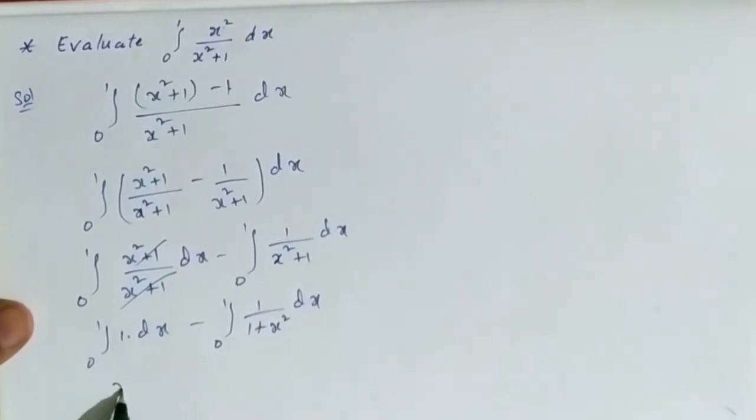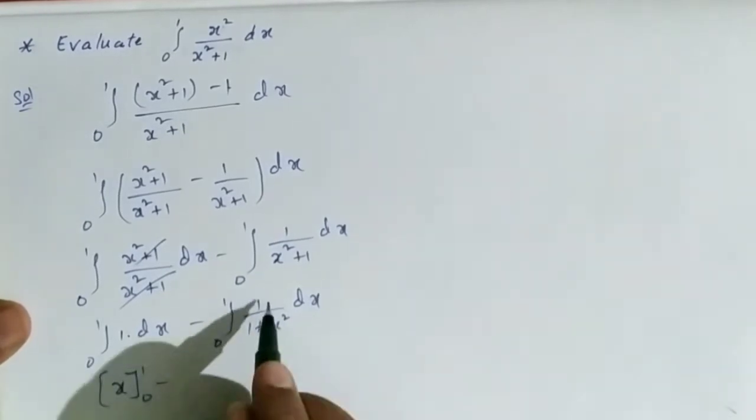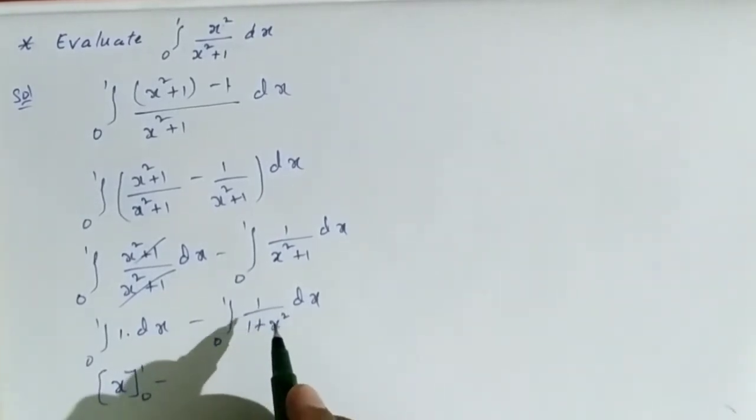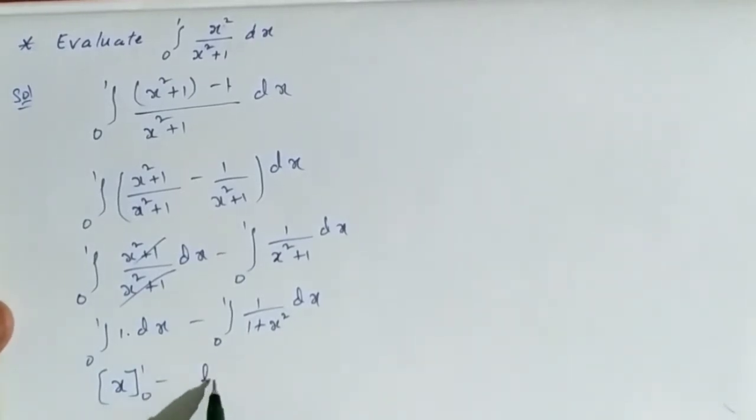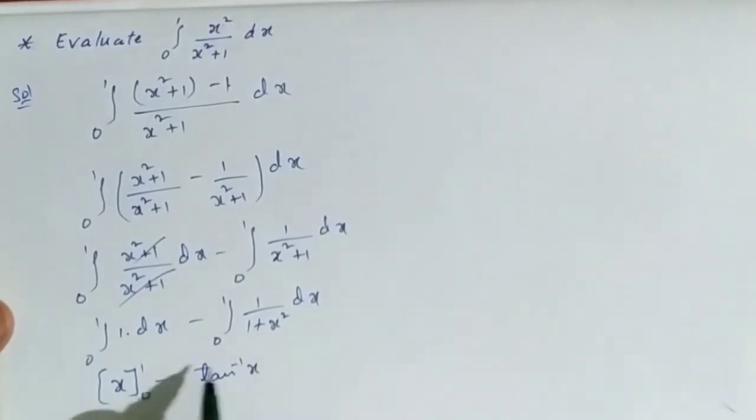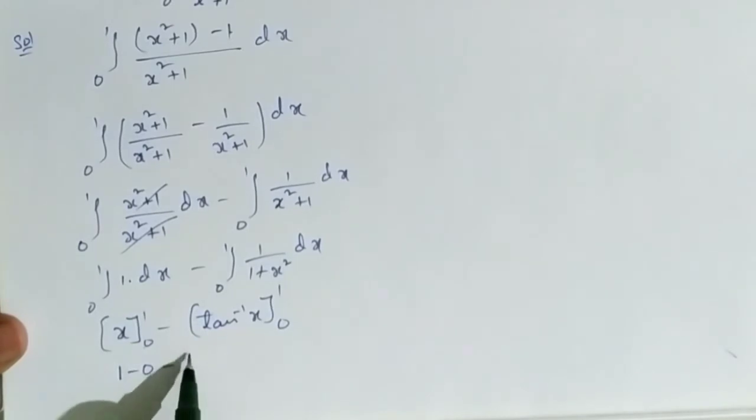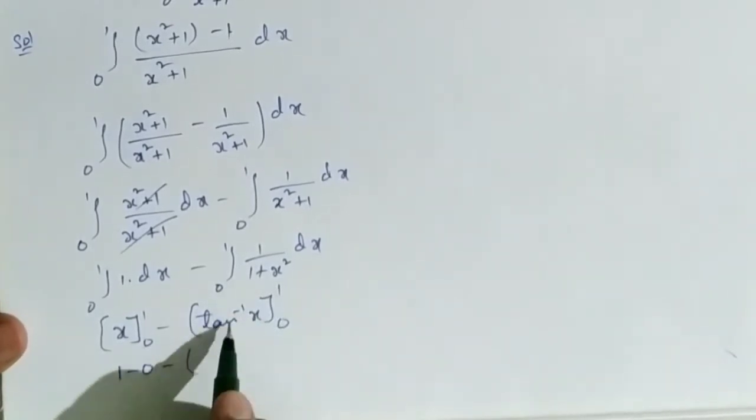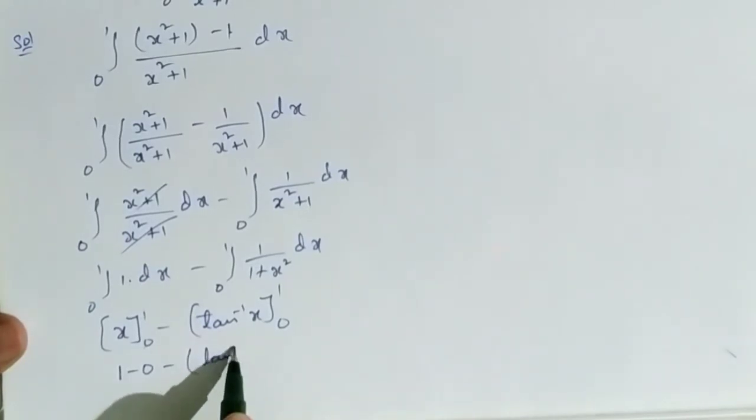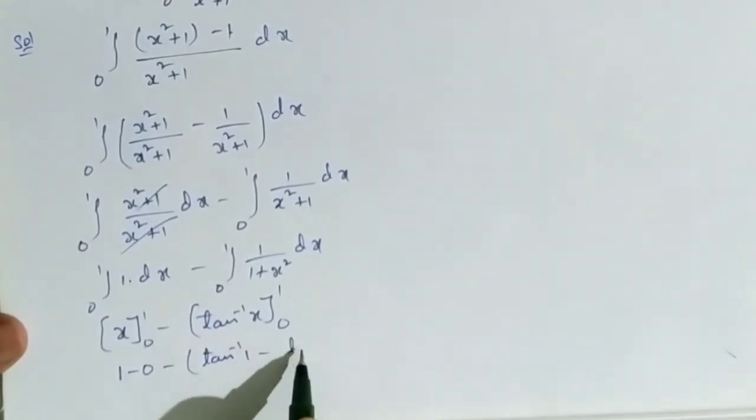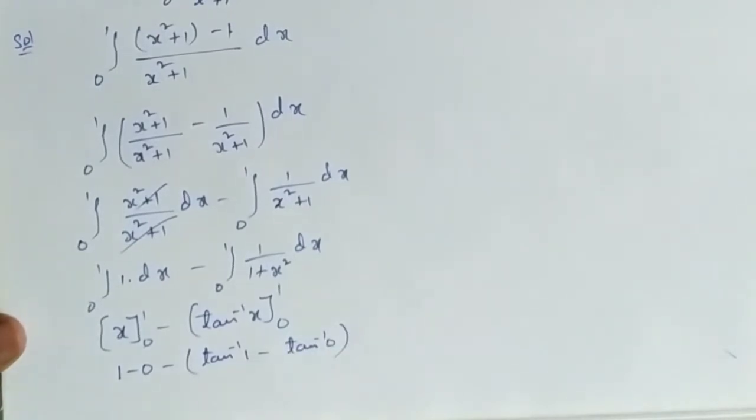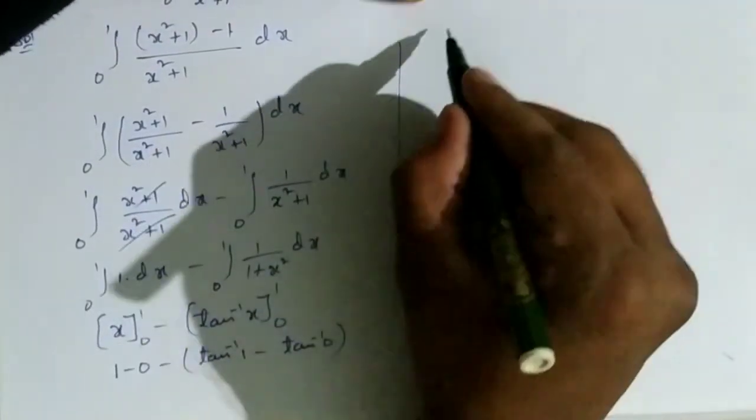The integration of 1 is x, from 0 to 1, minus the integration of 1 by 1 plus x square, which is tan inverse x, also from 0 to 1. So now we have to substitute 1 and 0: first 1, and for this one 0, minus, and we substitute 1 and 0 in place of x, tan inverse of 1 minus tan inverse of 0.